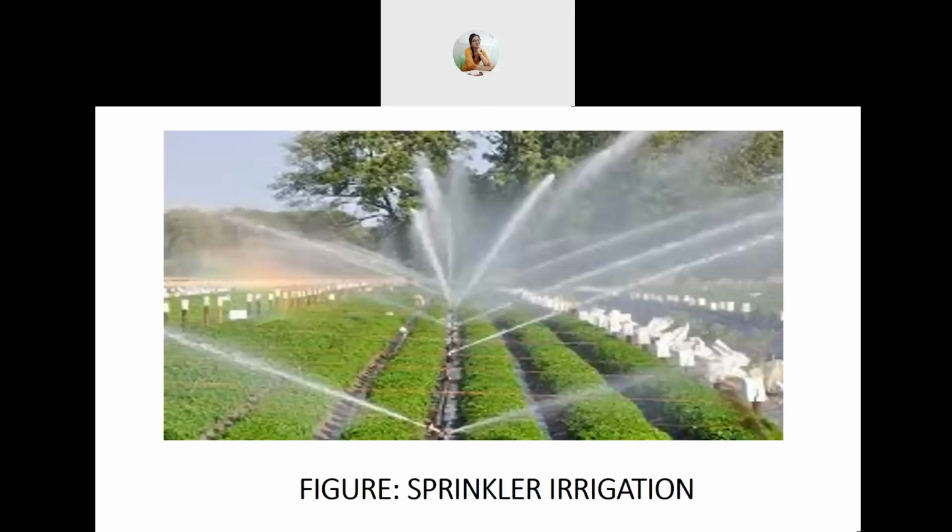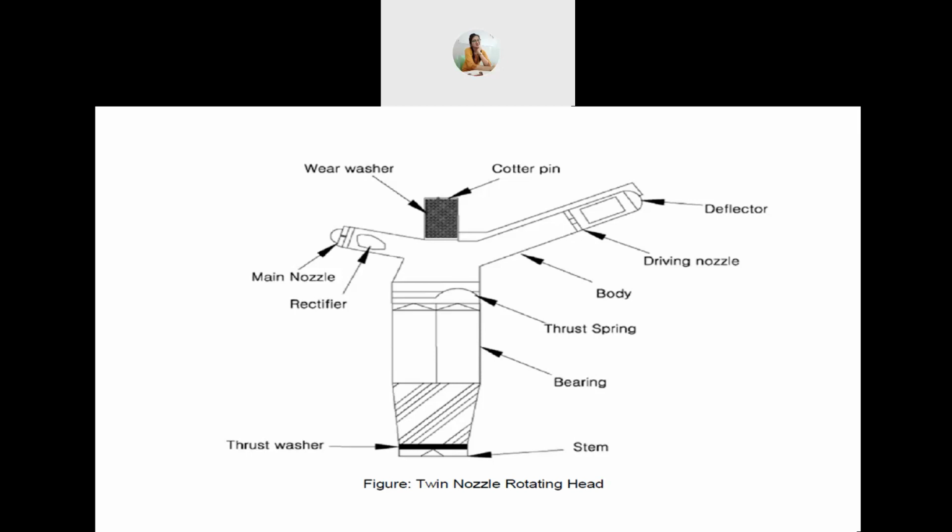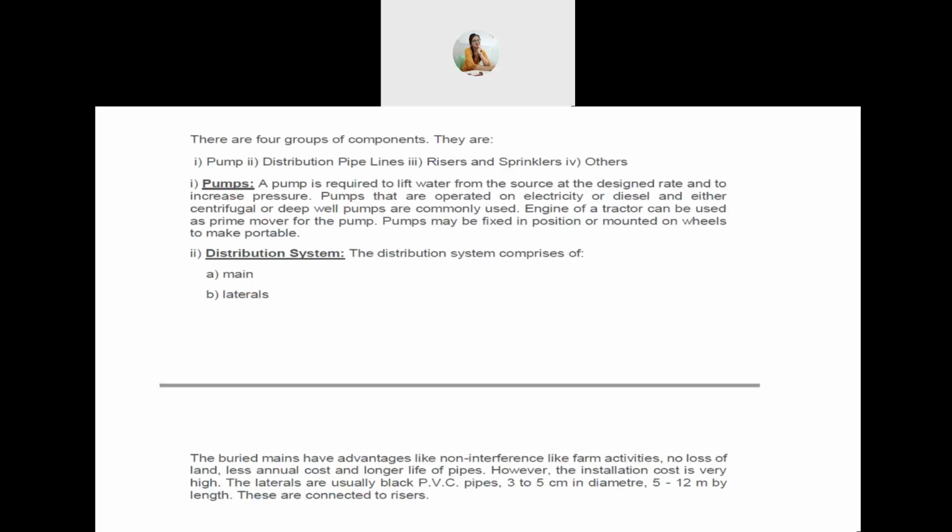This is a figure of sprinkler irrigation. This figure shows a twin nozzle rotating head. There are four groups of components: number one is pump, two is distribution pipelines, three is risers and sprinklers, and four is others.